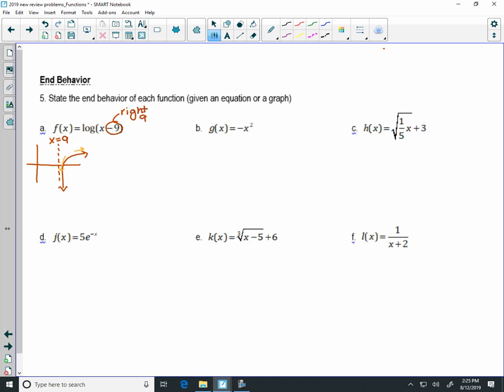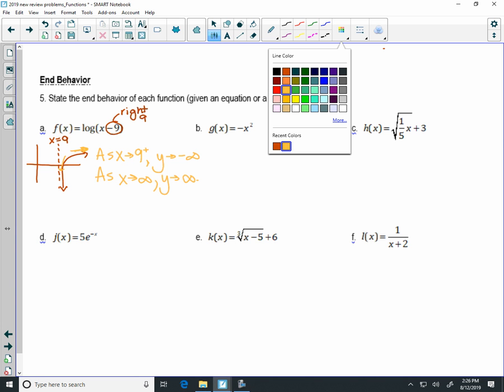So as we approach the asymptote, as x approaches 9 from the right, y is going to negative infinity. It's going down forever. And then the other way is a little easier. As x approaches infinity, as x is getting really, really big, we're going out faster than we're going up, but we're still going up forever. So as x is approaching infinity, y is approaching infinity as well.